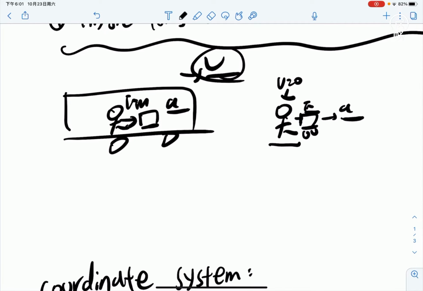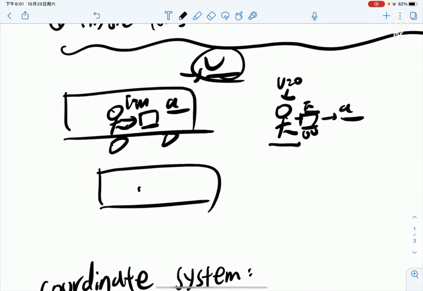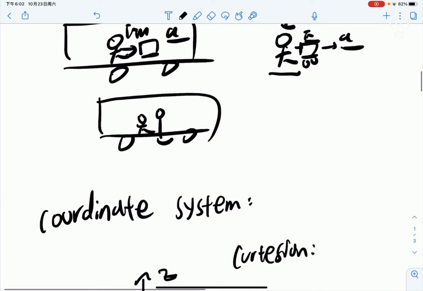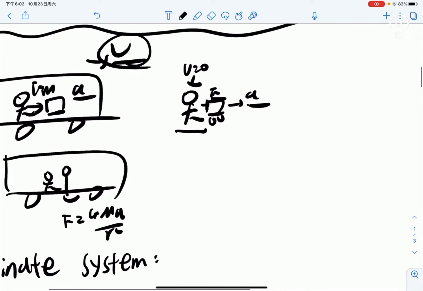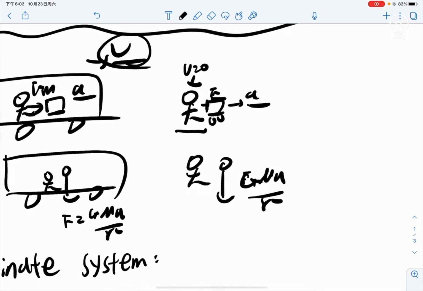And it is the same case for the law of gravity. If you're moving here, it will also exert a force of G m1 m2 divided by r squared. And the constant doesn't change when you're in a different frame of reference.